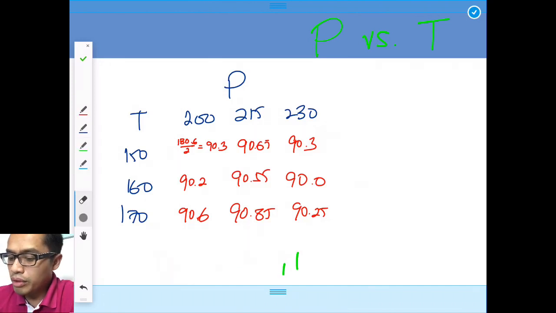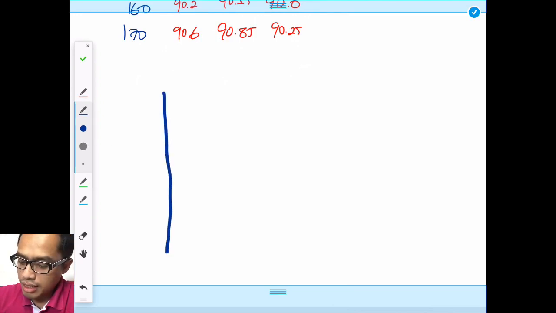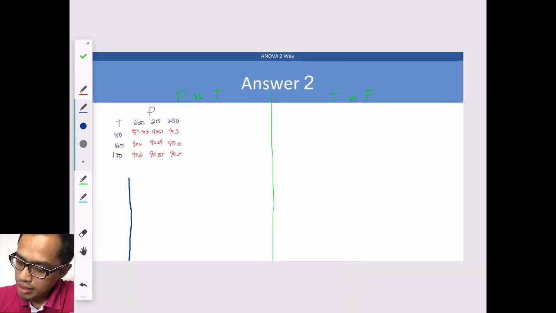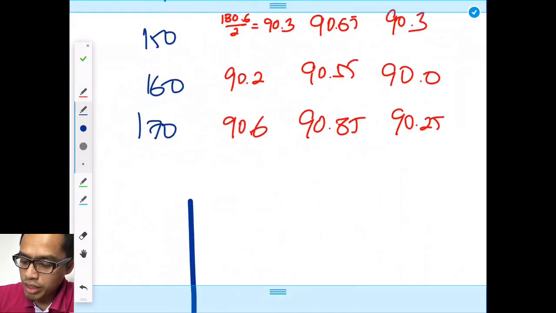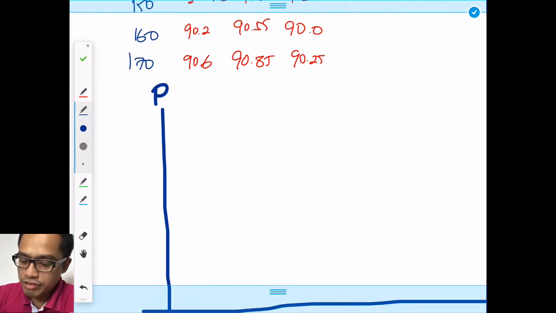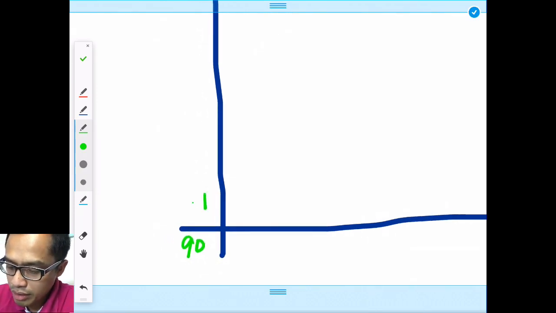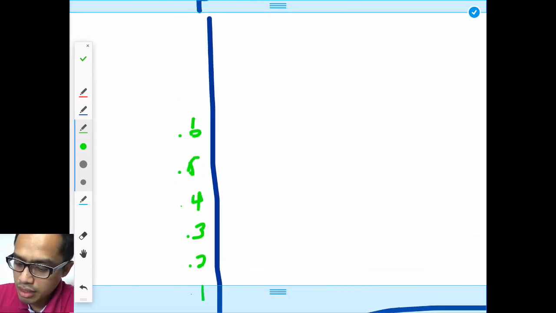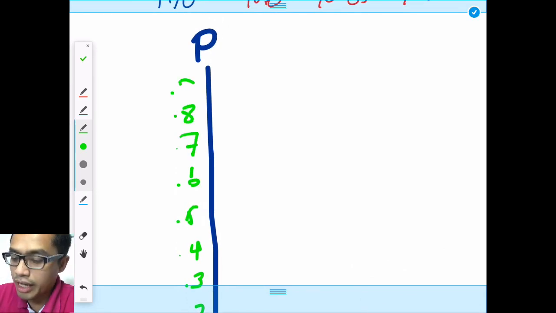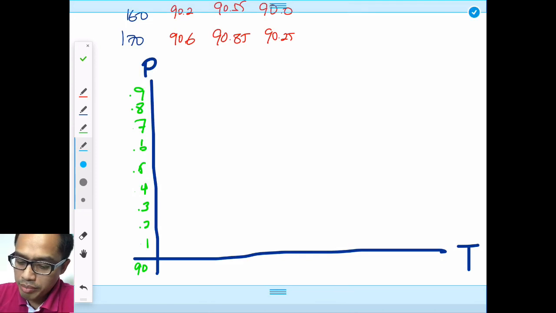Right? 90 to 91. So our response graph can be, make it bigger. Oh, it's too big. Like this, and like this. And this will be our temperature, right? And this response will be our pressure. Okay, so let's divide them into points. So we'll start with 90.0, 0.1, 0.2, 0.3, 0.4, 0.5, 0.6, 0.7, 0.8, 0.9. Right?